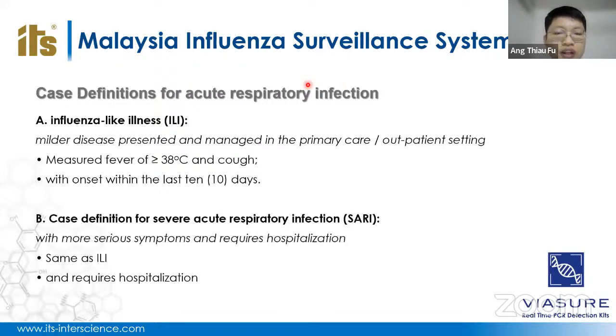In general, in primary care, in the clinic or outpatient setting, those who are measured with fever of more than 38 degrees and with cough, and with onset within the last 10 days, should go for diagnostics. They should be tested for whether it's influenza or another respiratory infection. The second case is those who need hospitalization. Same symptoms, but they require hospitalization. This is known as a SARI case.